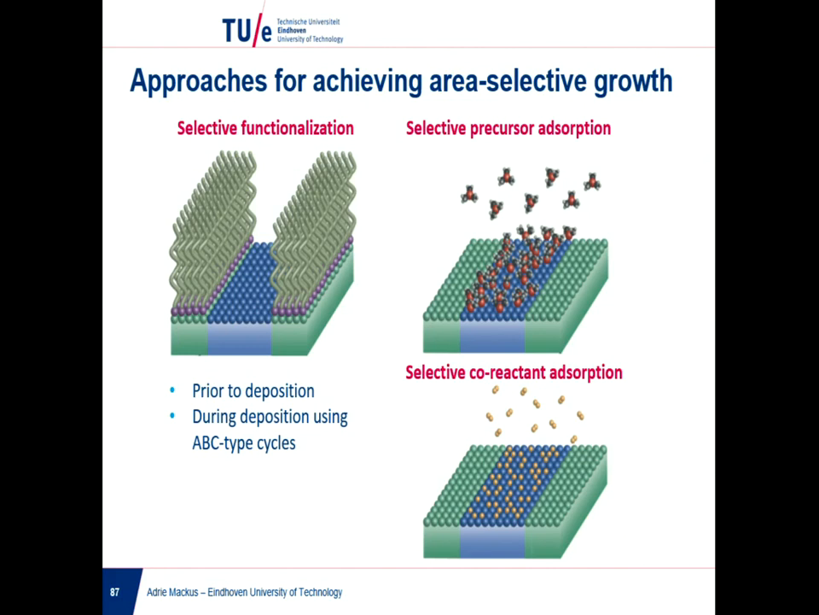And then basically we have three main approaches for making a process selective. So it's functionalization, using self-assembled monolayers or in ABC type cycles. It's precursor adsorption, or it's co-reactant adsorption.